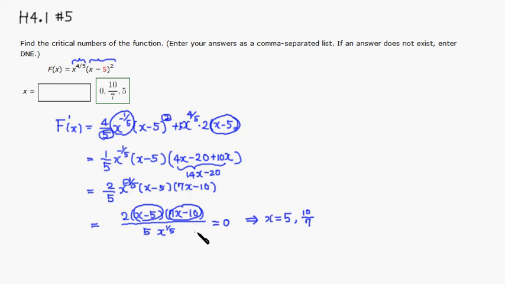And also, this derivative f prime is actually undefined when x is 0 here. Since f prime of 0 is undefined, that means x equals 0 is also a critical number. So we will have 3 critical numbers: the first one is 0, the second one is 10 over 7, and the last one is 5, which is the right answer here. All right, that's it. I hope that this was clear.